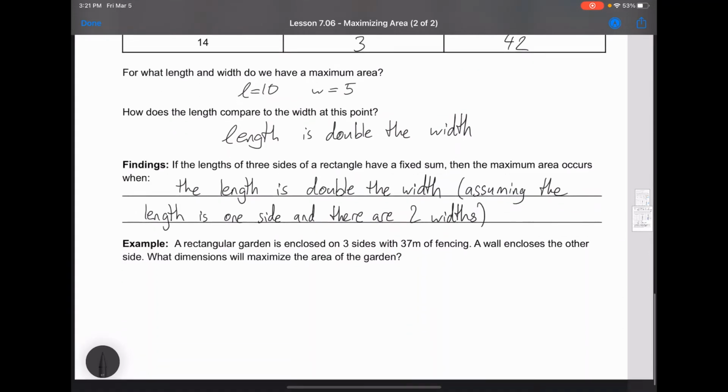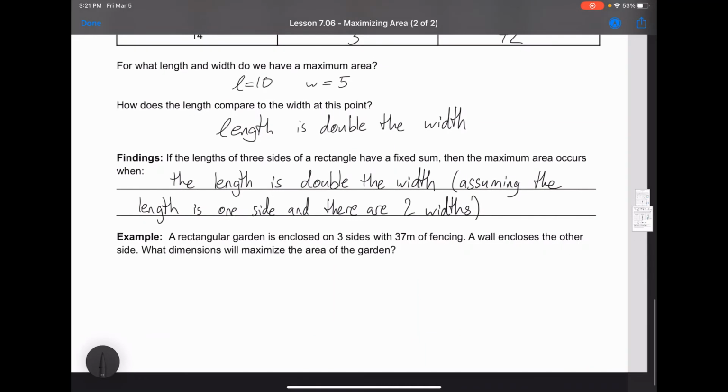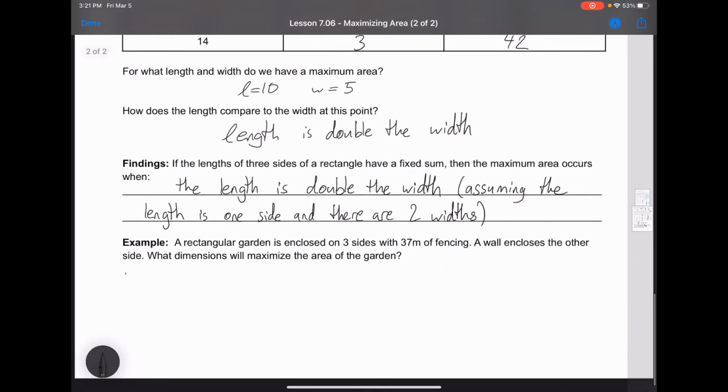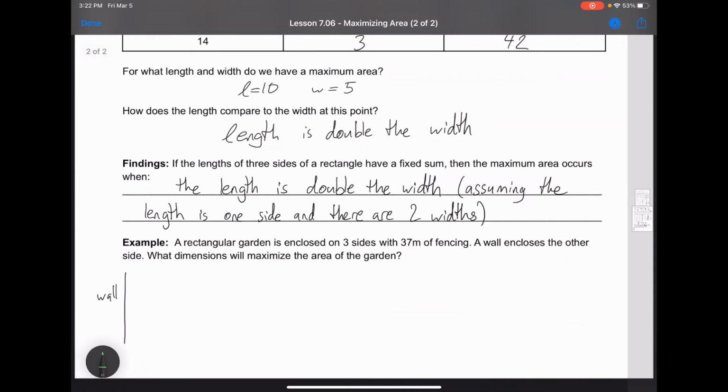And let's just take a look at an example. So let's say we have a rectangular garden that's enclosed on 3 sides with 37 meters of fencing, and we've got a wall on the other side. So let's say we have our wall there, and we're going to be fencing off the other sides. And we already know, based off what we just said, the fenced part should have a length that's double the width. So we can label the widths W and W, and we know that length has to be twice that. So we can write it as 2W.